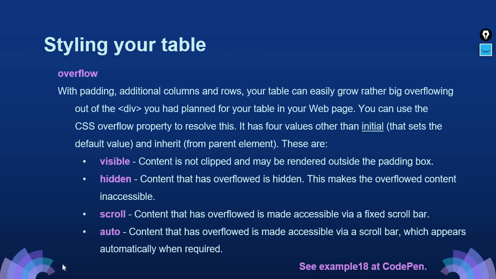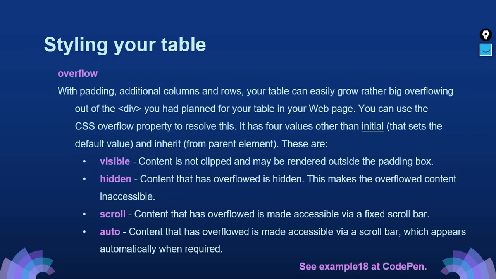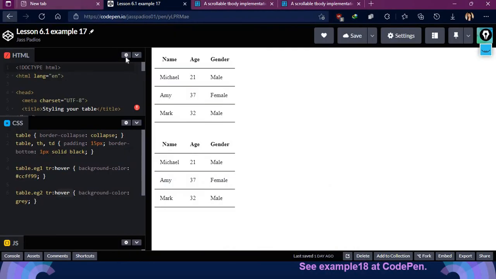To handle horizontal and vertical edge content overflow, you can use overflow-x and overflow-y, respectively. So let's see an example of how we can use the overflow property.